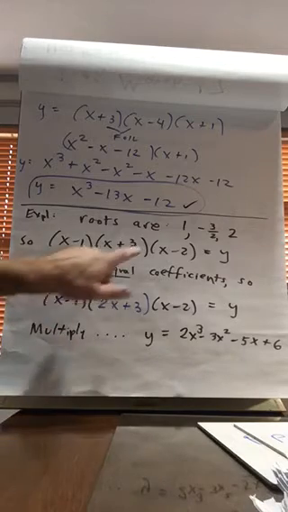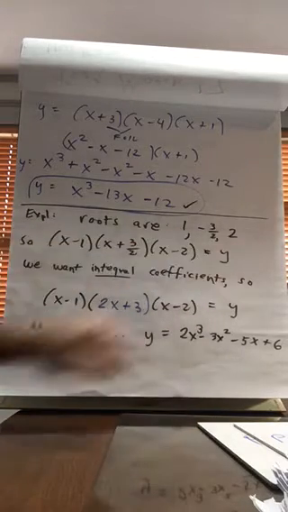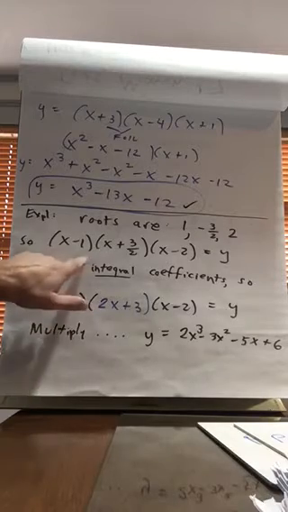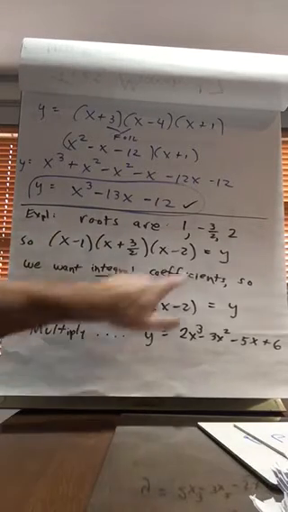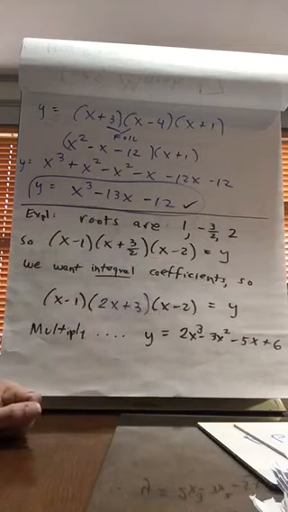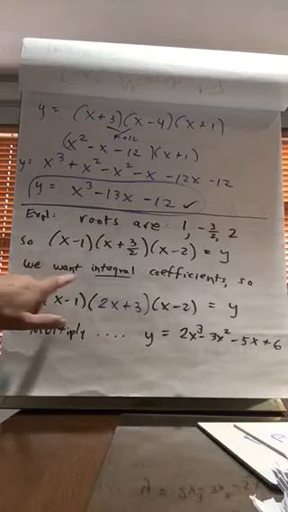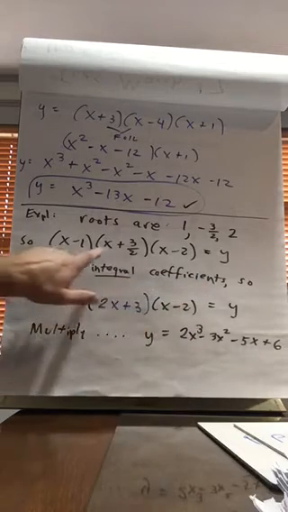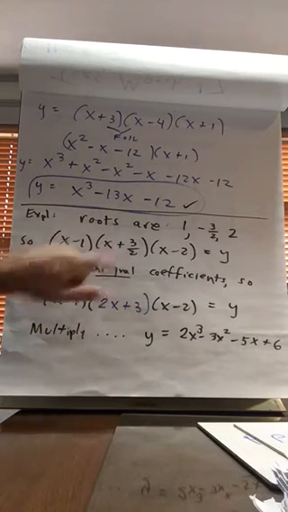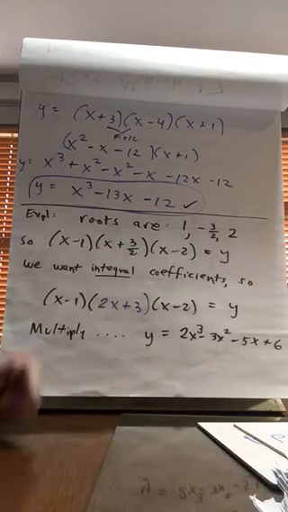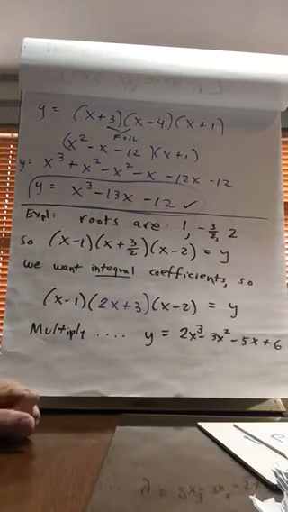Another example. Here the roots are 1, negative 3 halves, and 2. So our factors are x minus 1, x minus negative 3 halves, which is x plus 3 halves, and then x minus 2. Well, we want integral coefficients. So if we multiply this out, we're going to get a fraction there. You can see that, right? You're going to get 3 halves x. That's not integral. So how do we fix that?